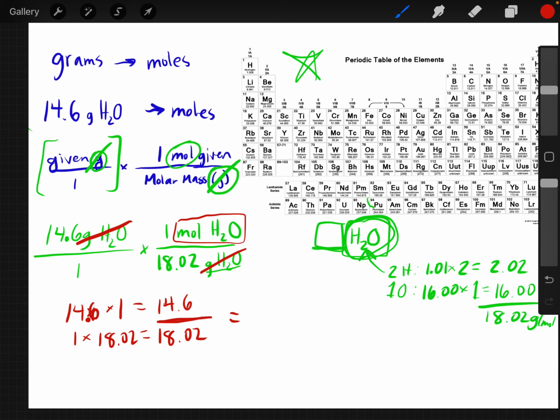And when I do that, sorry I don't have a calculator showing, but literally I will tell you exactly what I'm doing. I'm typing 14.6, division sign, 18.02. And I get 0.81 moles of water. Okay, and that's all you guys have to do. All you have to do when you're going from grams to moles is just divide by your molar mass.